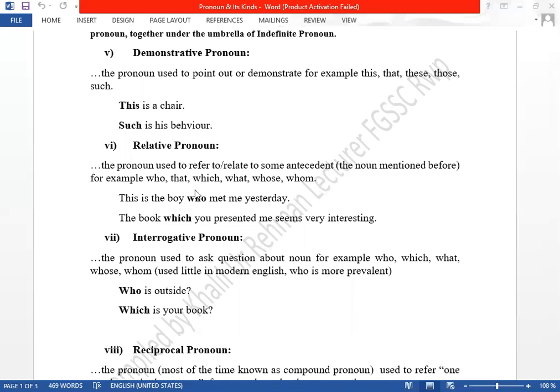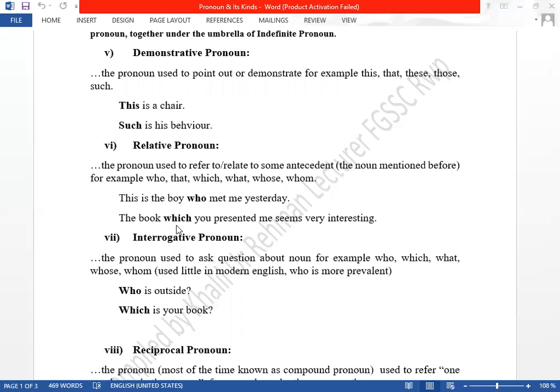Now we can see that here who is a relative pronoun because, according to the definition we have discussed, who is relating boy. Boy is a noun that is mentioned before, and this noun is called antecedent. Antecedent means noun mentioned before. Exactly, the book which you presented me seems very interesting. Here once again, which is also a relative pronoun.